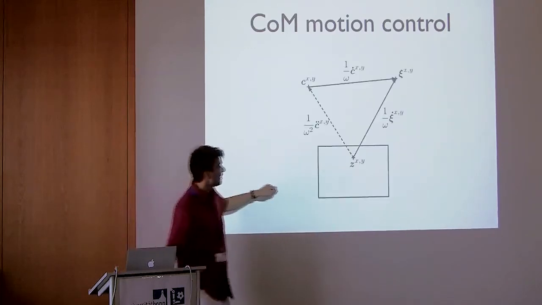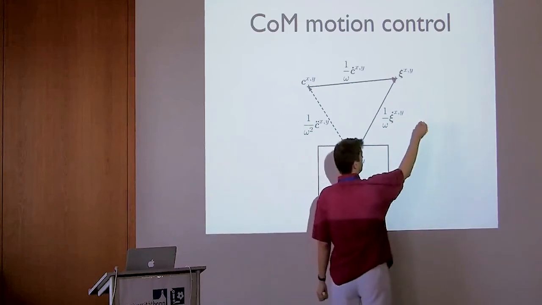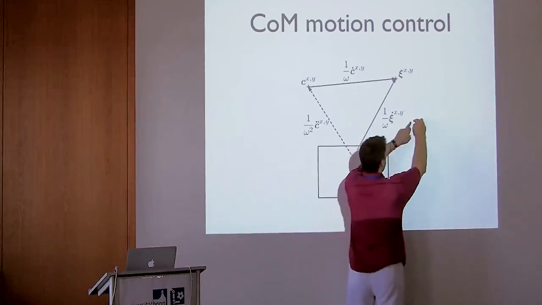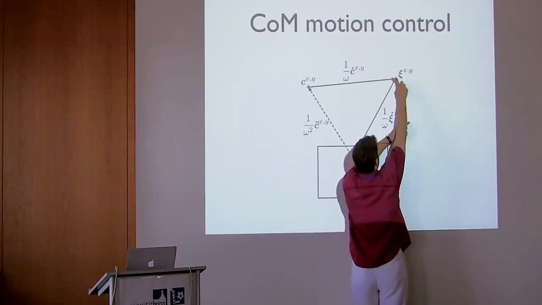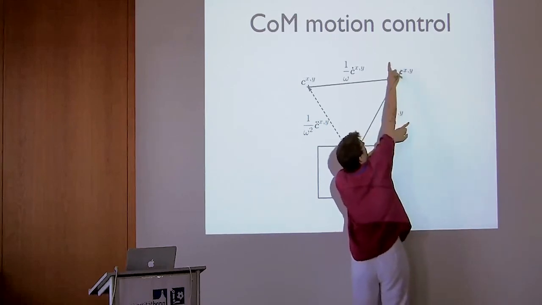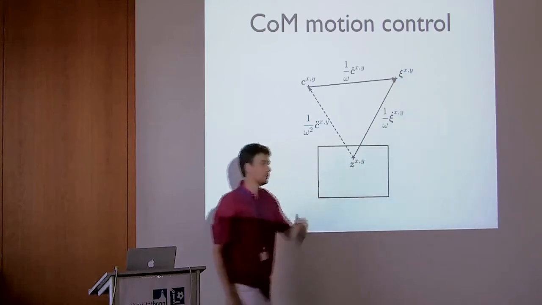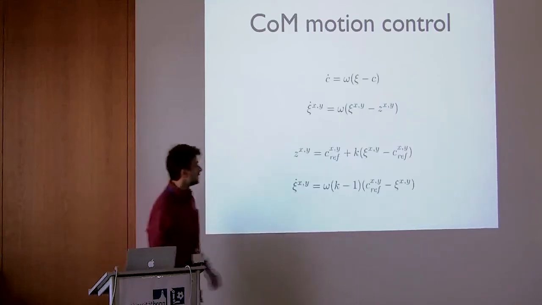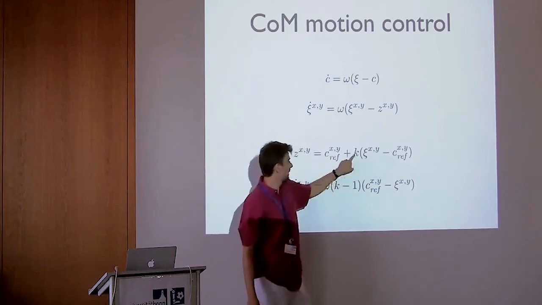Okay, so if my desired position for the center of mass is here, I take this vector here, and I put my center of pressure away, with a factor greater than 1 away from here. So then I will push in the right direction. So this equation with k greater than 1.